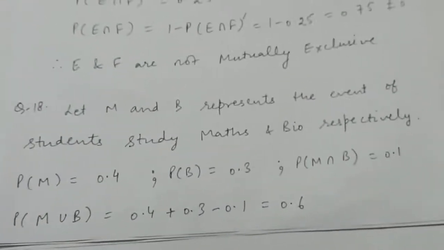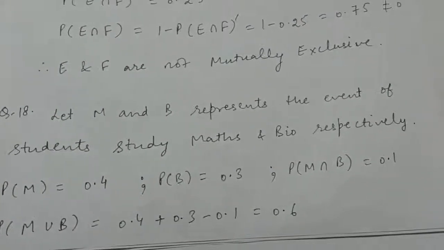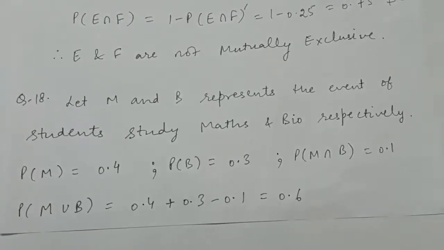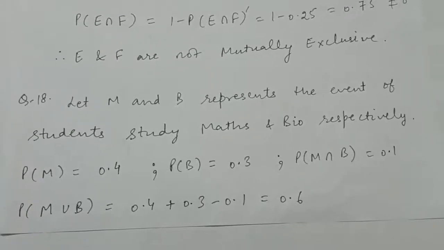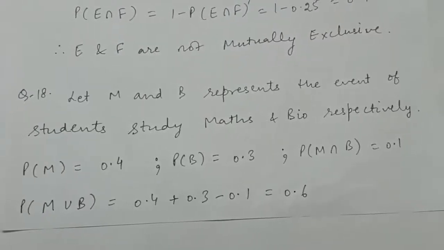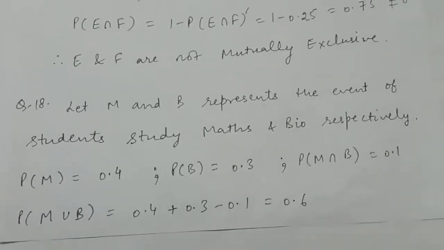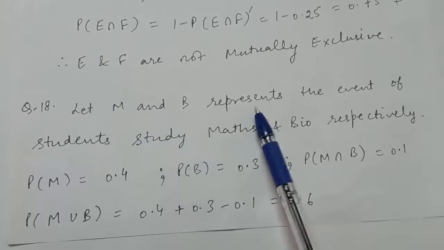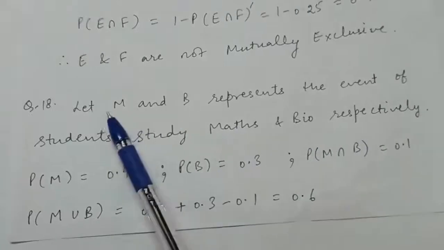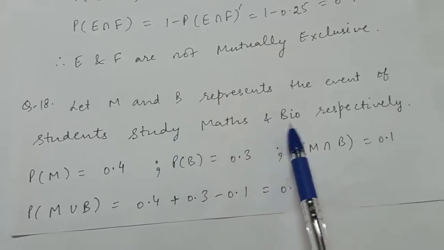Now question number 18 is: in class 11th of a school, 40% of the students study mathematics, 30% of students study biology, 10% study both the subjects. If a student is selected, find the probability that he will be studying mathematics or biology. So let M and B represent the event of the students who study maths and bio respectively. That is, M is the event that students study maths and B is the event that students study bio, right?